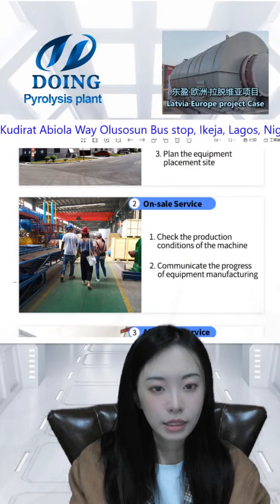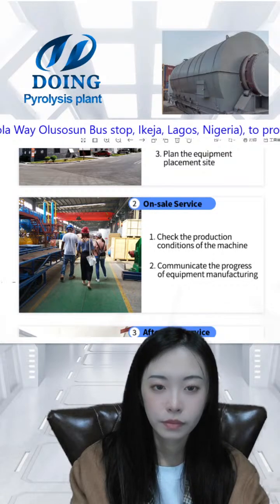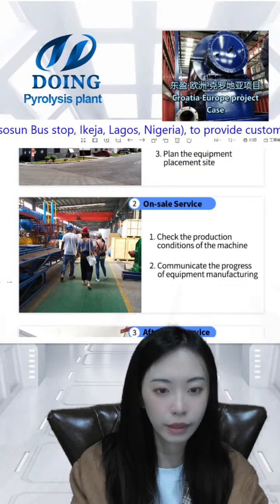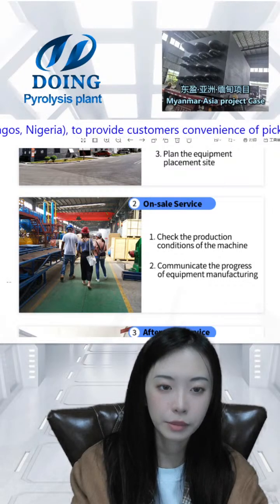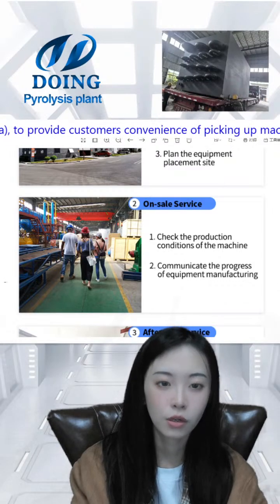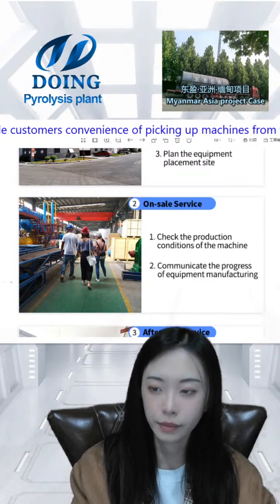And the second is the on-sale service. When we build this equipment, you can check the production conditions of the machine and communicate about the progress of the equipment manufacturing.